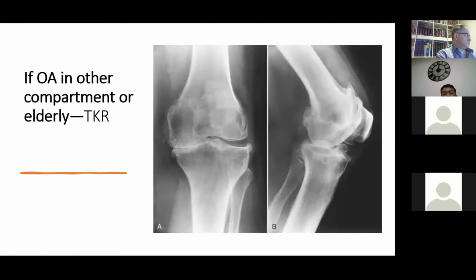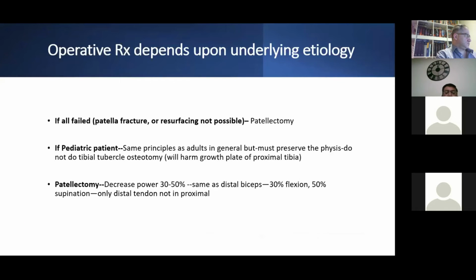If there is osteoarthritis in the other compartments, especially in the elderly, then we have to do total knee replacement. And if all fail, that is, if there is any fracture of the patella or resurfacing is not possible, then the option is patellectomy. If the patient is a child, the principle is the same as in adults, but in general we preserve the physis. Do not do tibial tuberosity osteotomy, as that will harm the growth plate of the proximal tibia. And if we do the patellectomy, we have to explain to the patient that there is decreased power of 30 to 50%.